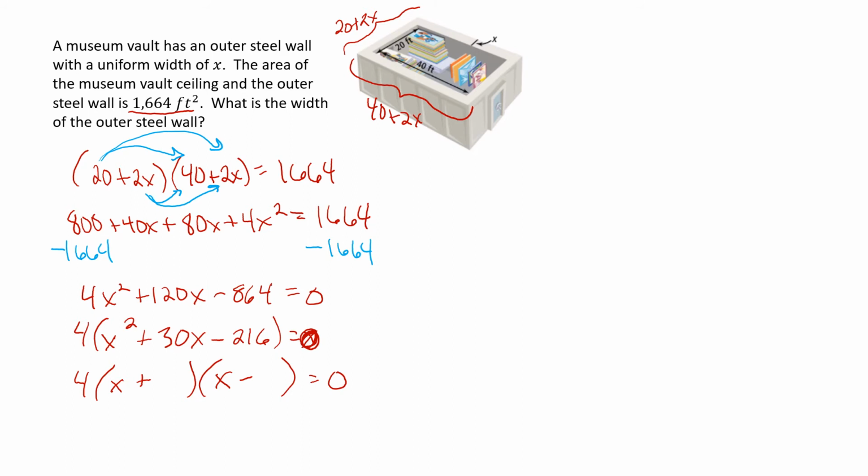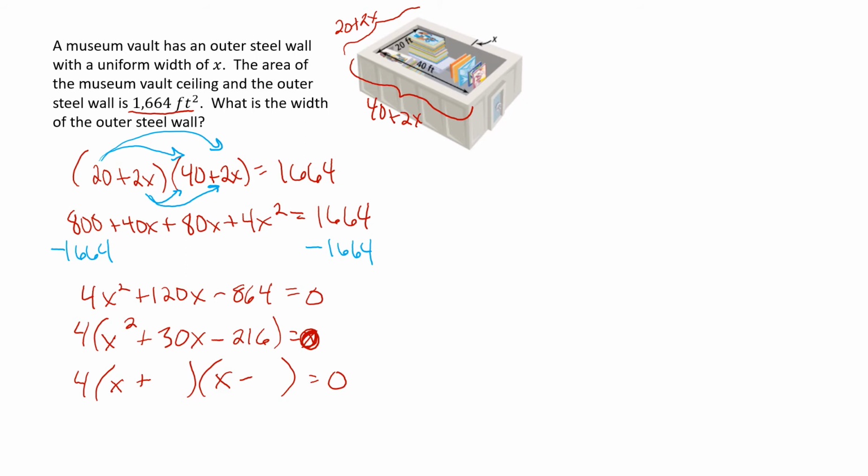216 is divisible by 3, which would be 72 times 3. Still not going to subtract to give us 30. Or 4: 54 times 4 is going to give us 216. Still not going to make it. That'll give us 50. It's not divisible by 5.